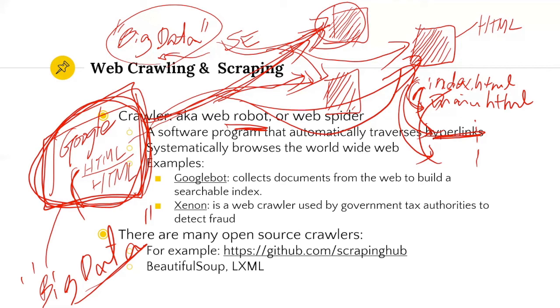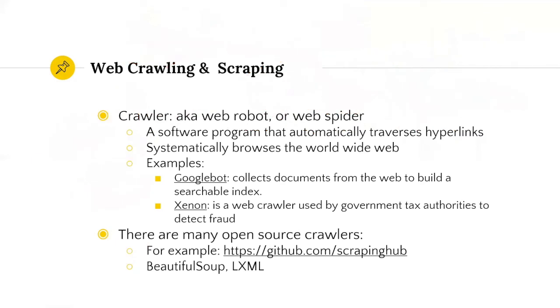So let me erase everything. Another example is here, this thing called Xenon. It's a web crawler used by the government tax authorities to detect tax frauds.